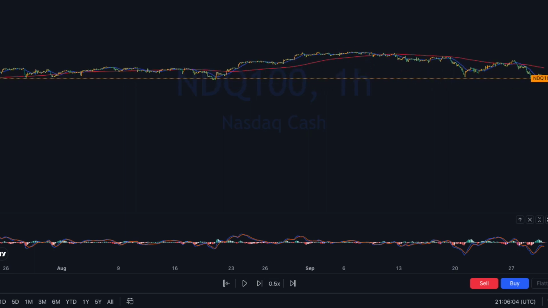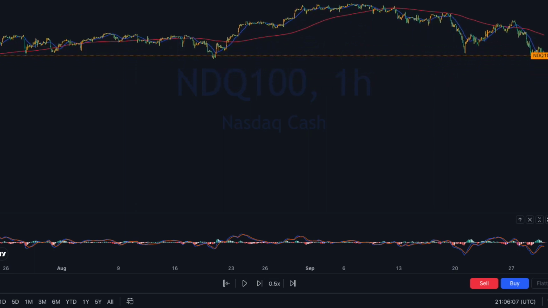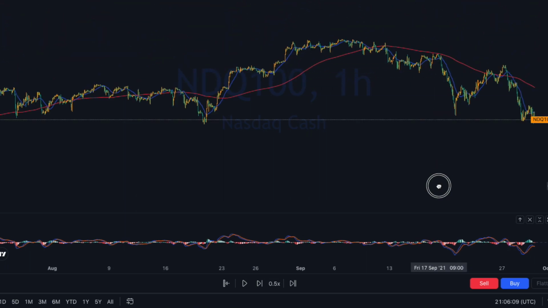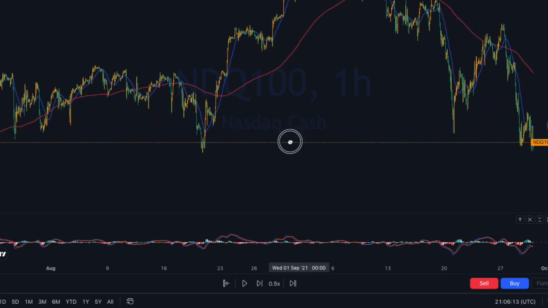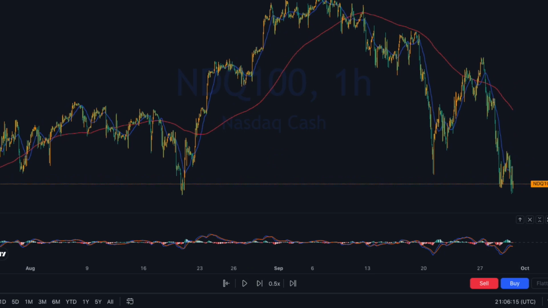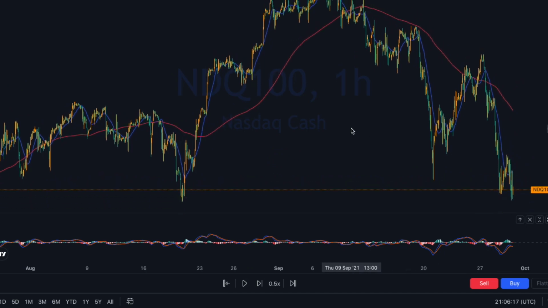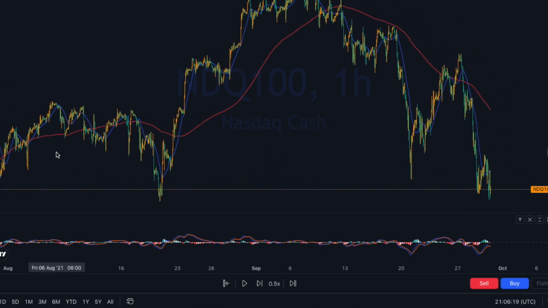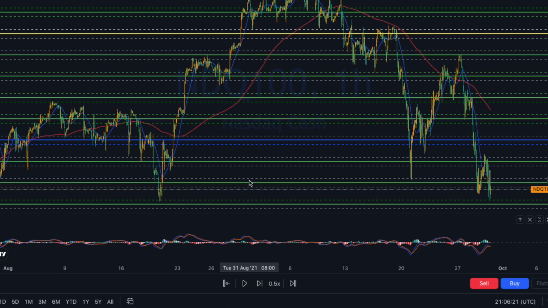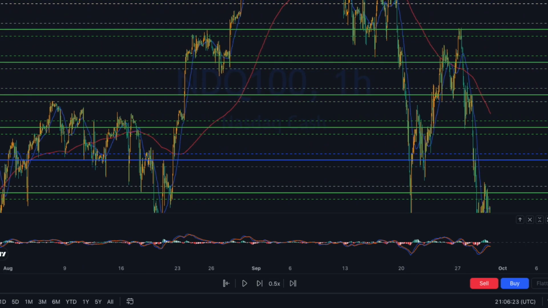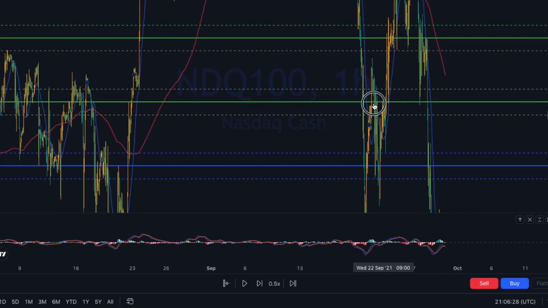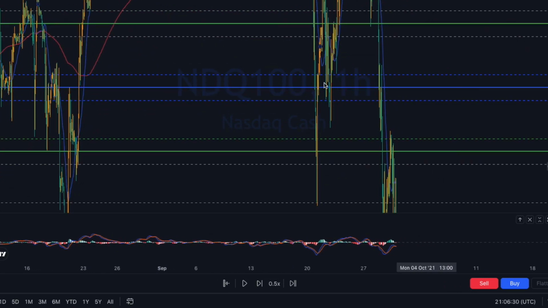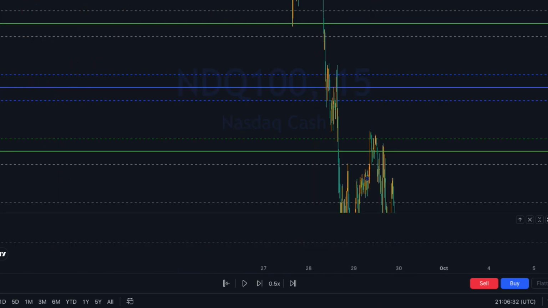just space it out a bit, because I'm going to need to turn on the drawings, which is all of my resistance and support levels. I spent quite a bit of time drawing this out, so just bear with me. Okay, so that looks fairly respectable. Alright, so these are my resistance and support levels, and we're doing this on an hour. Actually, let me go into the 15 minute. I think 15 minutes is much better.